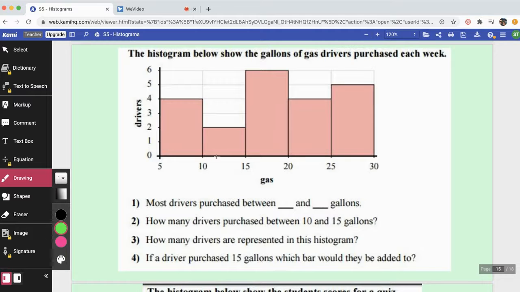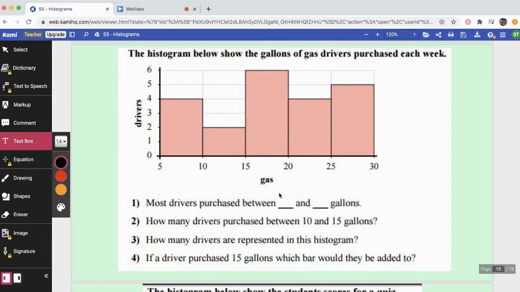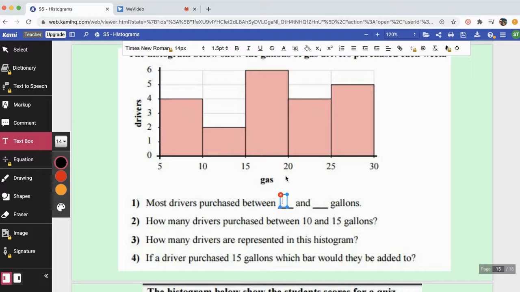Same thing here. This one goes from 10 to 14.9999999, anything just below 15. So most drivers purchased gas between blank and blank gallons. So I'm looking for my tallest bar here, and that's my 15 to 20 gallons. So most was between 15 and 20 gallons.